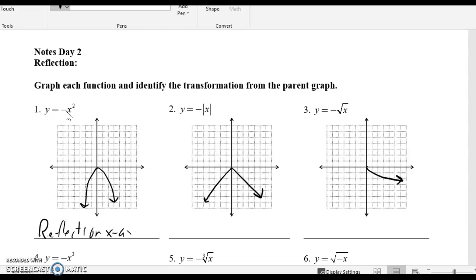over the x-axis. Now that's a lot to write, correct? Let's abbreviate it. Let's go reflection over the x-axis. Just make sure your x looks like an x and not a y, because we're going to get to that.